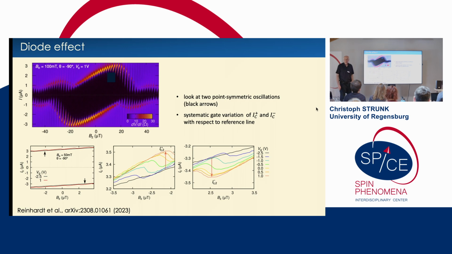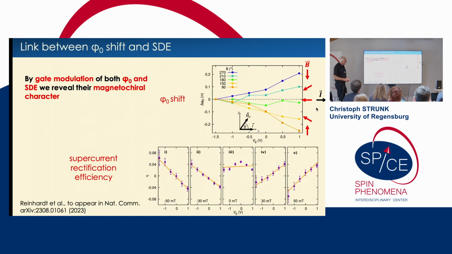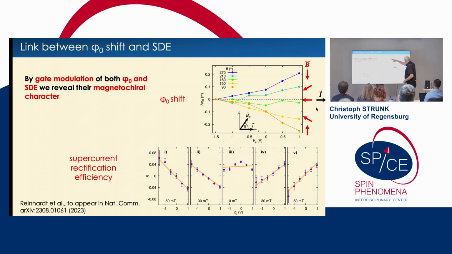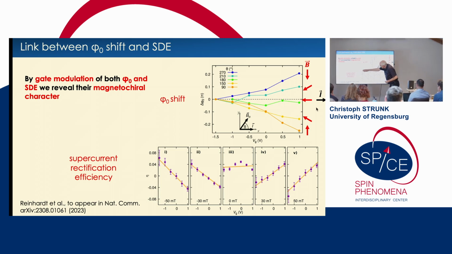So this is not an easy experiment. Accuracy is not too high. But in the end, we can show that we have both the phi naught shift as a function of gate voltage and the rectification efficiency for the supercurrent as a function of gate voltage. And that shows that the two effects really go together and that it is the same thing.